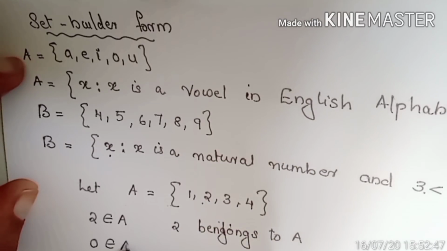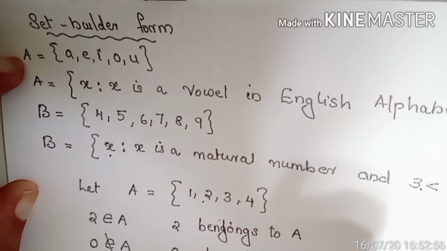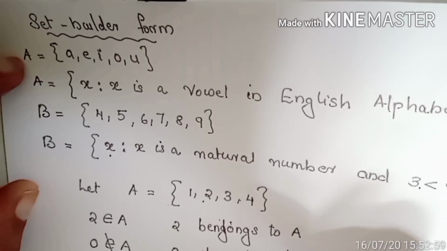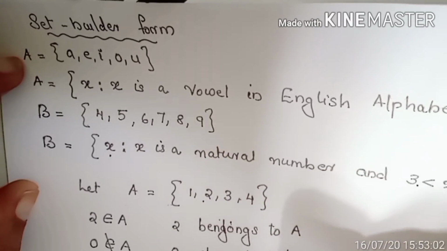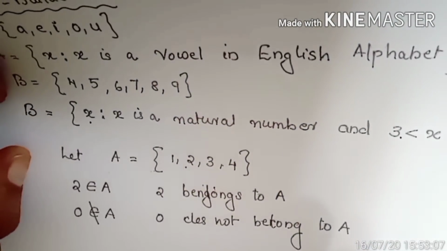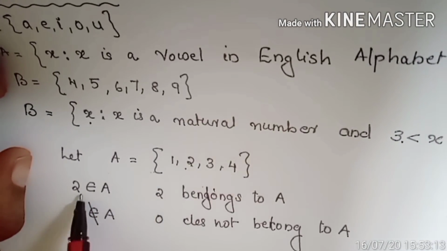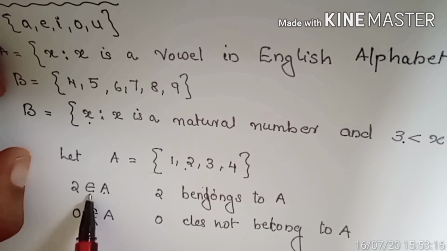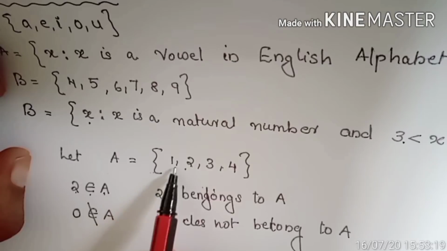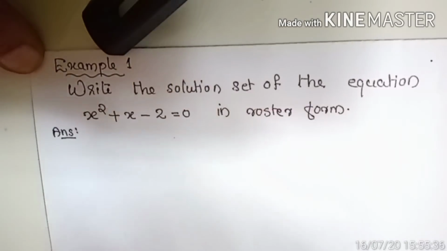Look at that. 0 is not an element in the set. So we can write this as 0 not an element of the set A. 0 does not belong to A. 2 belongs to A, 2 is an element in the set A, so we can use the symbol 2 element of A. 0 is not an element in the set A, so 0 not an element of A. This is the symbol for representing not an element.